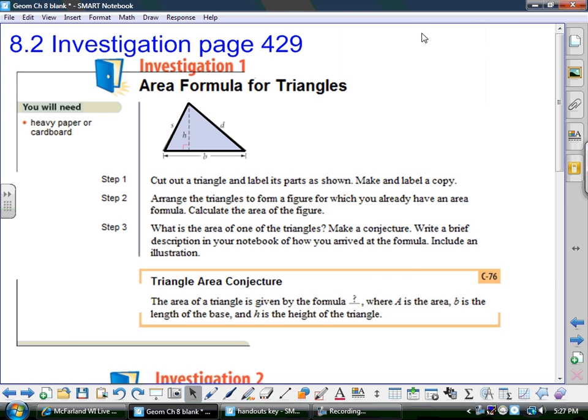There are 3 investigations in section 8.2, and they start on page 429 in your textbook. You can just read the part in the textbook and do it on your own, or if you get stuck, you can listen to the descriptions that I do here.